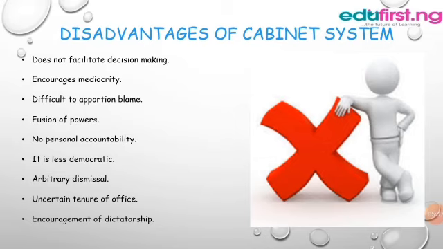of administration. Others are, it is less democratic, and arbitrary dismissal. When I say arbitrary dismissal, I mean the uncontrollable power of the Prime Minister in dismissing any members he wishes to dismiss can lead to arbitrary dismissal of the ministers. And then uncertain tenure of office, and it encourages dictatorship.